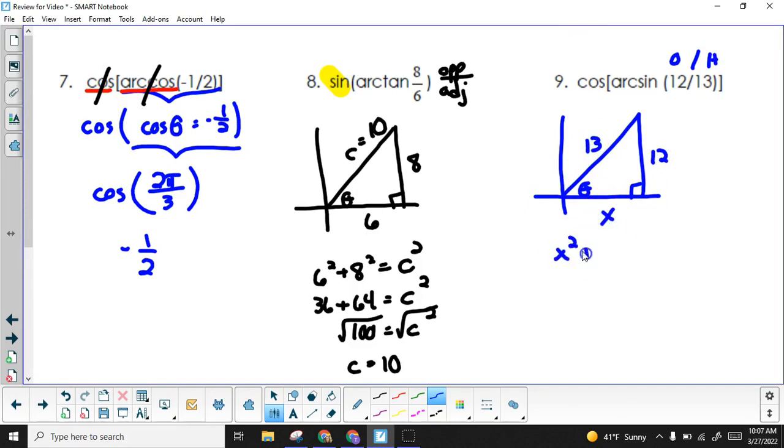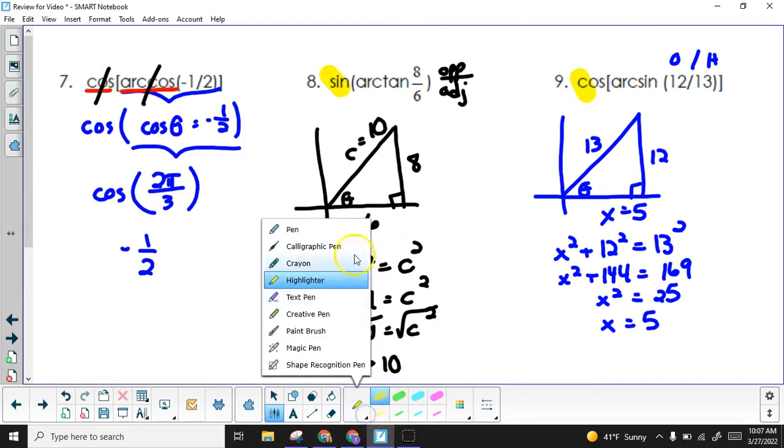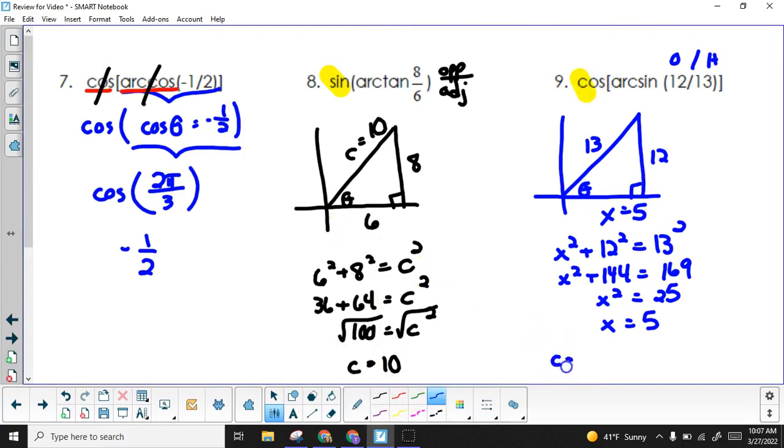So we solve x squared plus 12 squared equals 13 squared. 12 squared is 144. 13 squared is 169. We subtract. x squared is 25. So when we square root, we get that x equals 5. First quadrant, so x equals positive 5. And then we are trying to find now the cosine value. The cosine value is the adjacent over hypotenuse. The adjacent value is 5. The hypotenuse is 13.